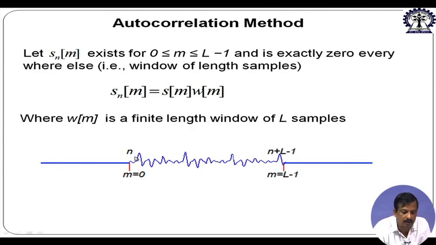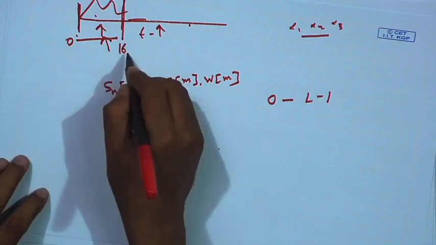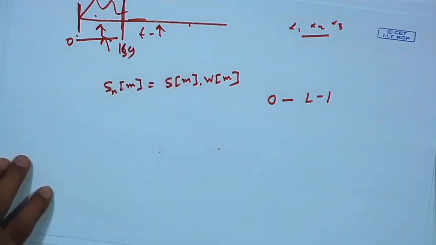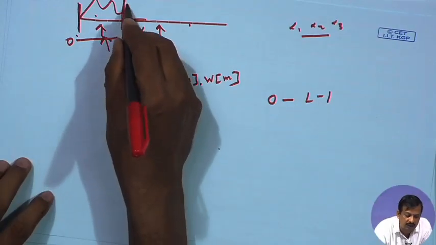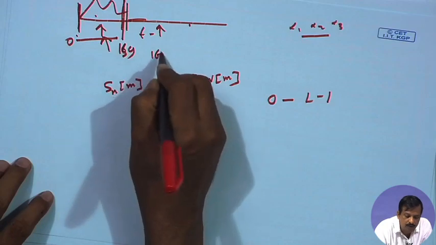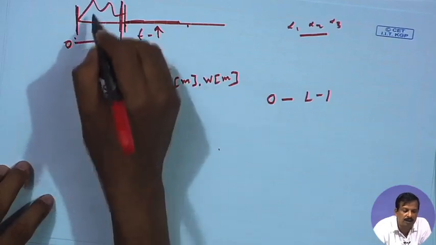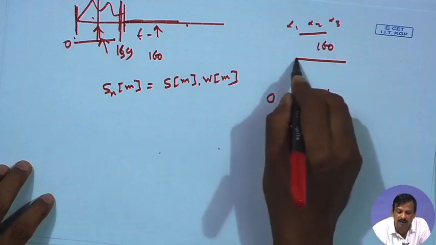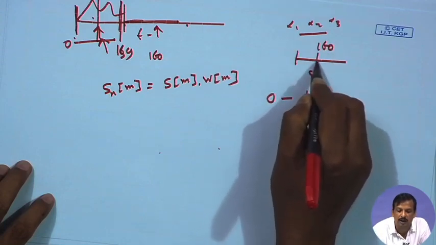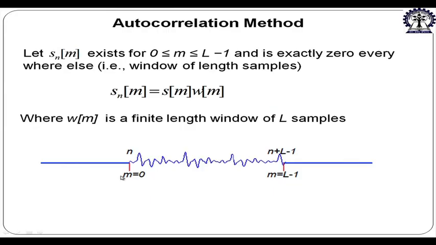Suppose this is the first window. The starting point is 0, and the window covers the signal up to 160 samples, that is, a 160 sample period window. The next window will start from 160 samples. If the frame rate is 10 milliseconds, then I can say there is overlap. The first window may be 160 samples, then I shift the window by 80 samples and take the window from here to here. So, this is my nth window where I take m equal to 0, and my window length is L.